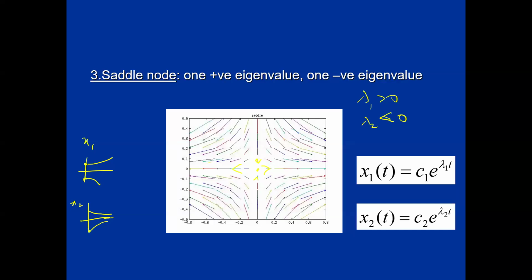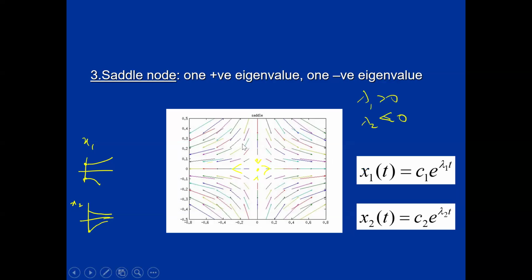What does that look like in this plot? The x-axis is x1, the y-axis is x2. That means all the points go towards the x-axis and go off to infinity, and the x2 component goes to 0. So that's how the flow looks. It looks very strange. In the first quadrant, all the flow goes towards the positive x-axis, and the y component goes to 0.